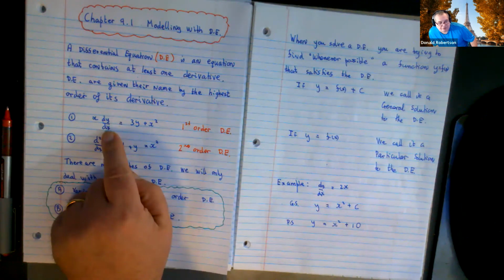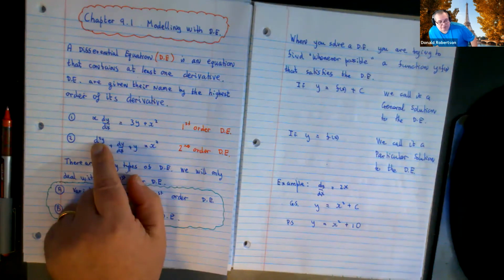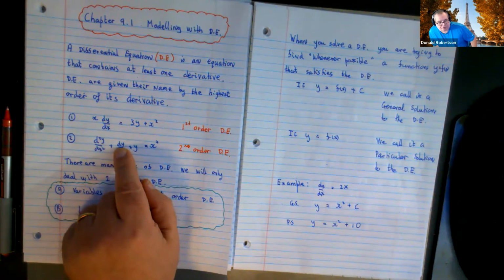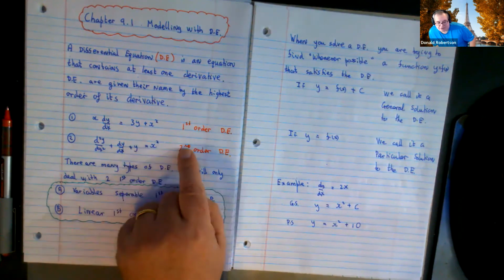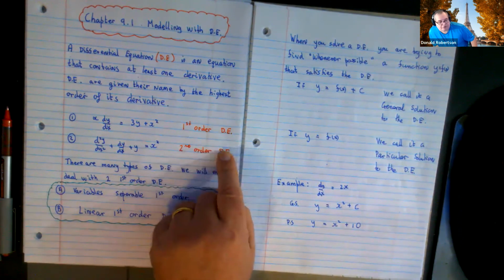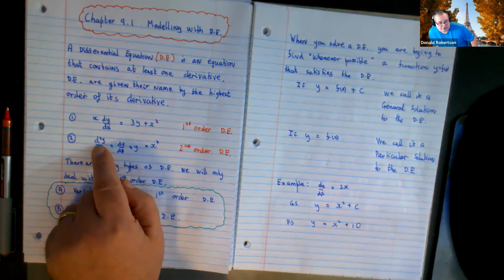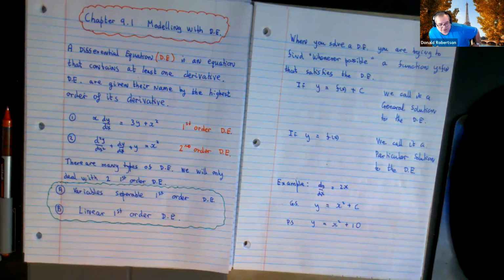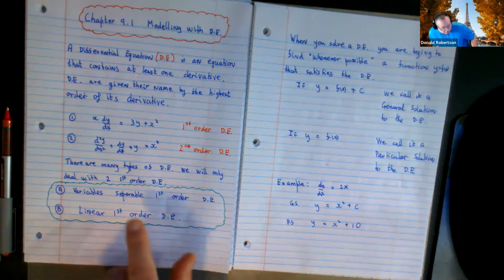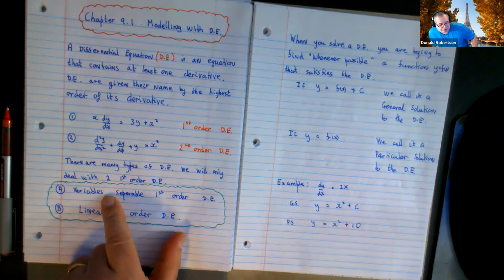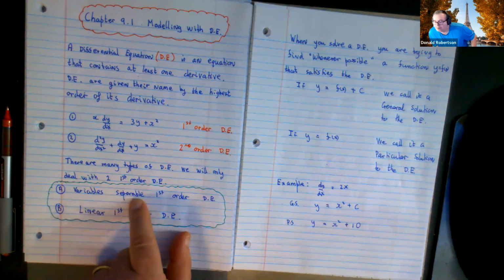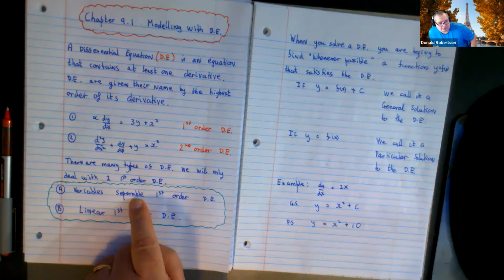That's because the only derivative is a first derivative. Here's one where a second derivative plus the first derivative plus y equals x squared. This is called a second order differential equation because it has a second derivative in it. There are many, many types of differential equations, but we're only going to look at two. We're going to look at how you solve a first order differential equation called variable separable, which I'll start today, later on.